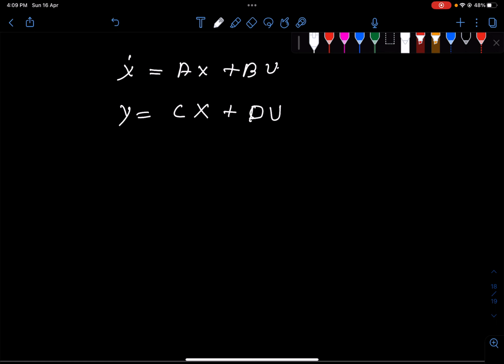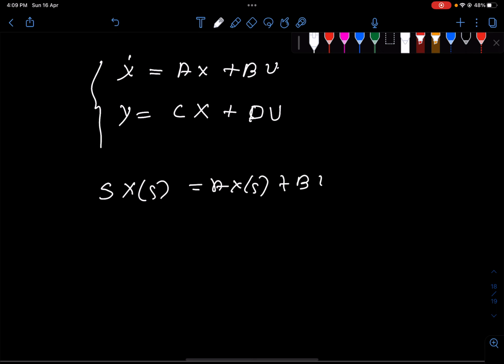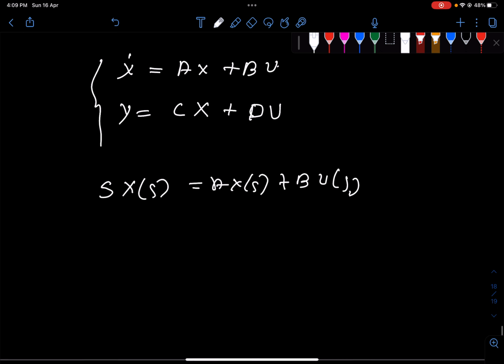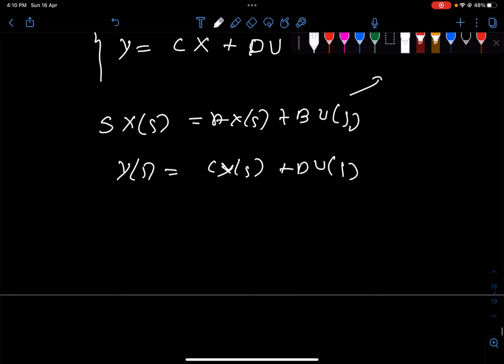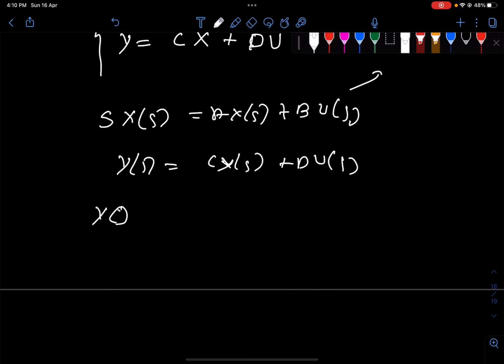And I am applying the Laplace transform to both these equations. So the derivative will look like sX of s equal to A times X of s plus B times U of s. A and B are all matrices, these are all constants, so they won't have any Laplace transform. So Y of s will be C times X of s plus D times U of s. From here I am picking out X of s: (sI minus A) X of s equal to B times U of s.